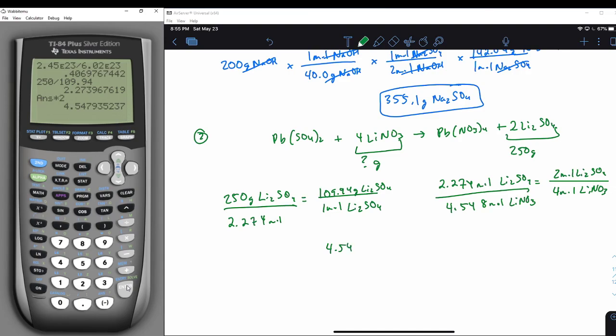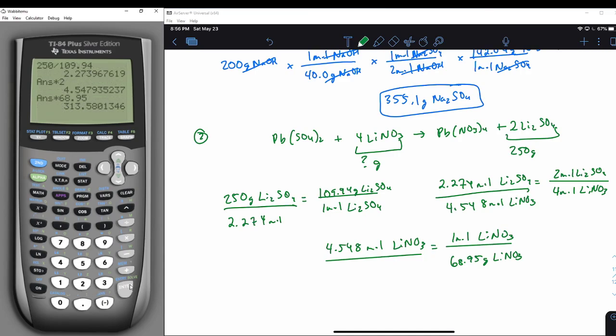Now, with the 4.548 moles of LiNO3, we need to convert back to grams. So 1 mole of LiNO3 has a mass of 68.95 grams. So now we cross multiply that. And so we multiply this by 68.95, and we should get 313.58 grams of LiNO3.